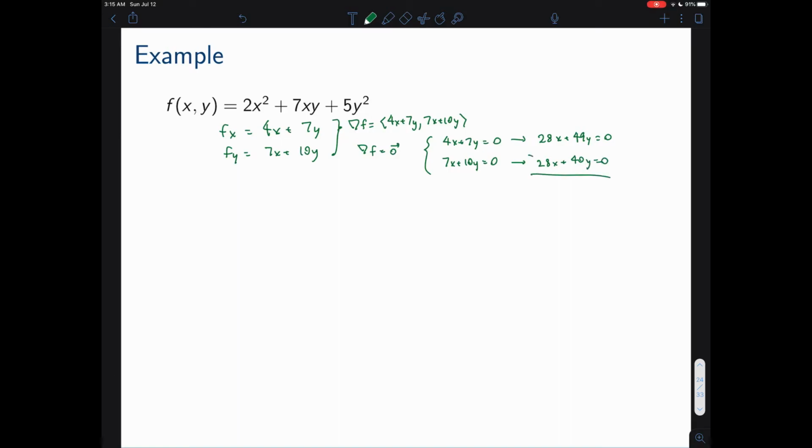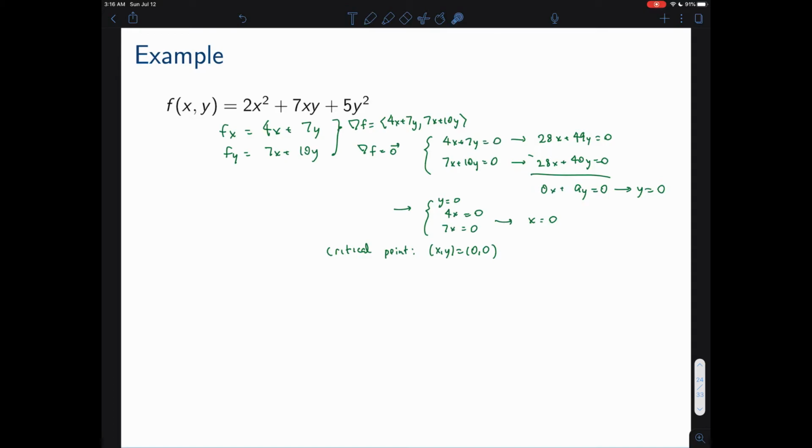And then subtract them. And we'll get 0x plus 9y equals 0. And that tells us that y equals 0 in our solution. And at this point, let's stick in y equals 0. So we get 4x equals 0, or 7x equals 0. And that tells us that x also equals 0. So the critical point is (x, y) equals (0, 0).